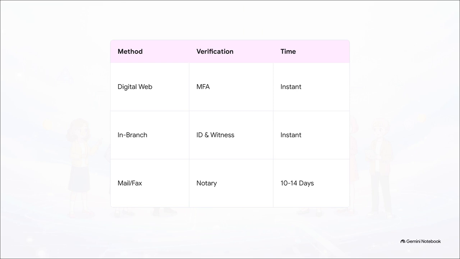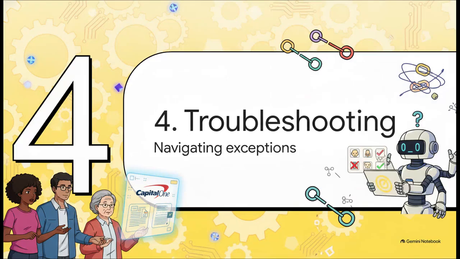But if you decide to mail or fax a paper form, you have to get it officially notarized, and that slows things down to about 10 to 14 days. Oh, and a quick pro tip for you based on the bank's protocols: Capital One cafes actually do not offer notary services. So if you want an employee to witness your paper form, you have to visit a traditional full-service branch.